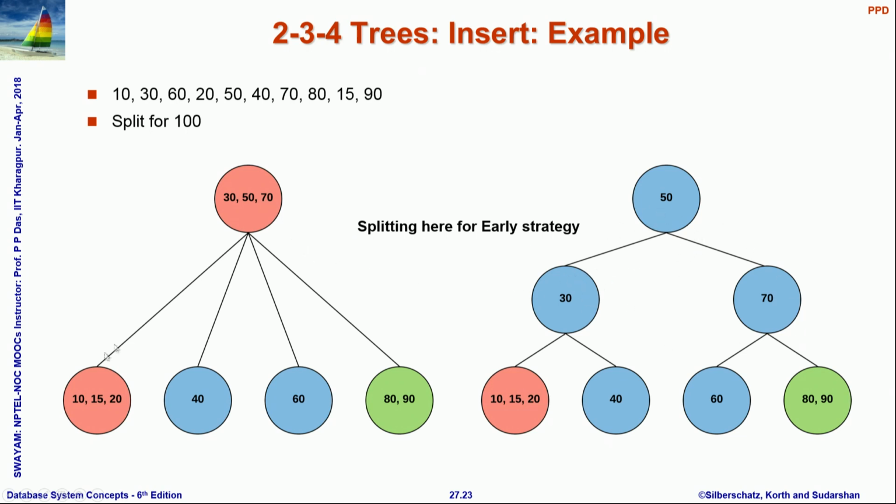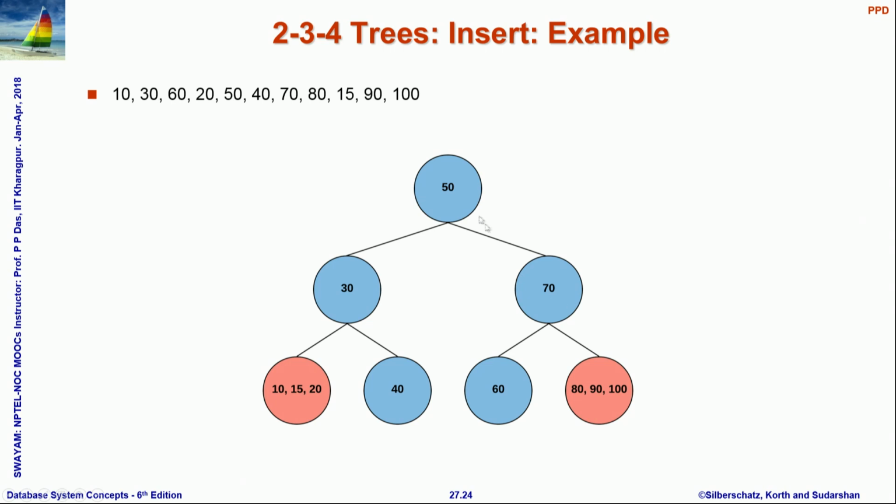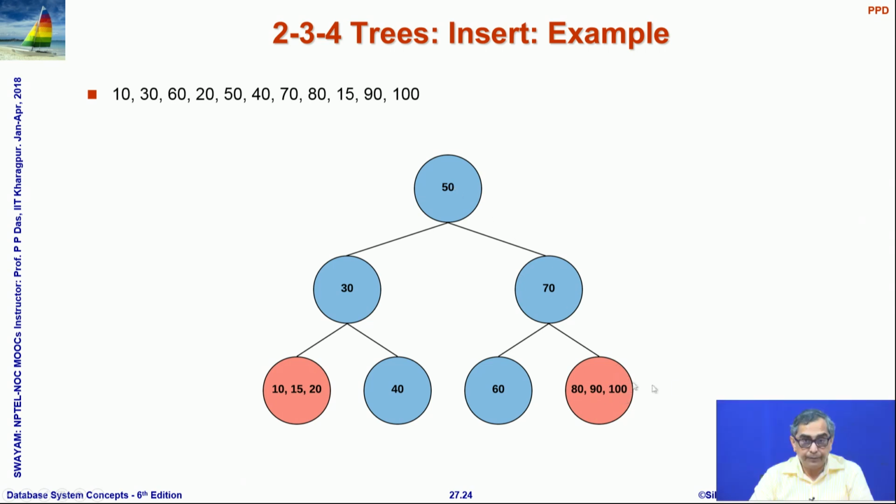So, that 4 node is gone. Of course, this other node has not been searched after being constructed, so it has not been split, but this one has been searched and therefore it has been split, and then you insert 100 into this. So, 100 comes in here. This is what will happen if you take an early strategy.